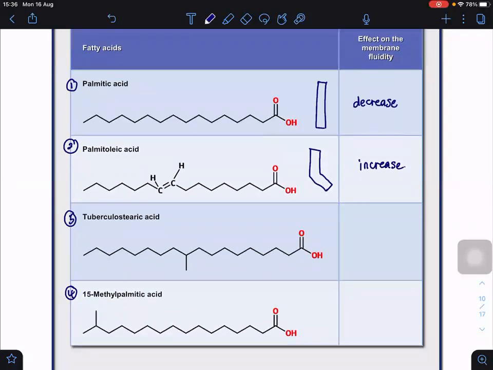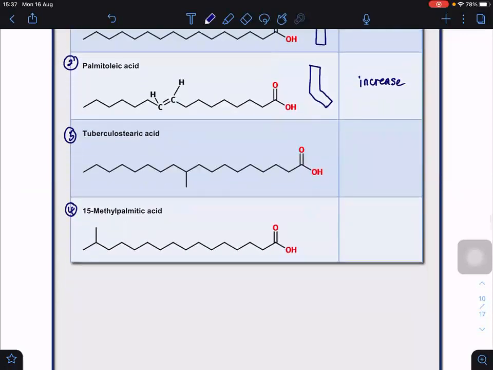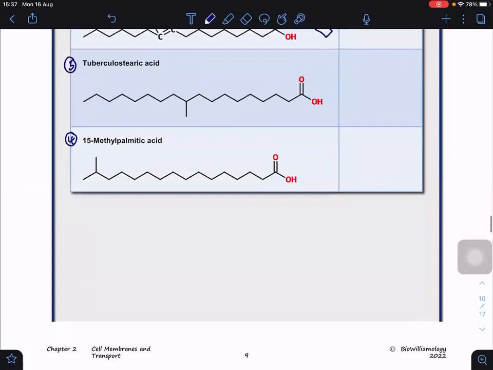So number 3 and number 4. What is the difference between number 3 and number 4? They each have one chain here. One is tuberculostearic acid, and the other is a methyl palmitic acid. Both have no double bond, but one is longer and one is shorter. Now, we need to know that if two molecules are of large size, the attraction force will be stronger.